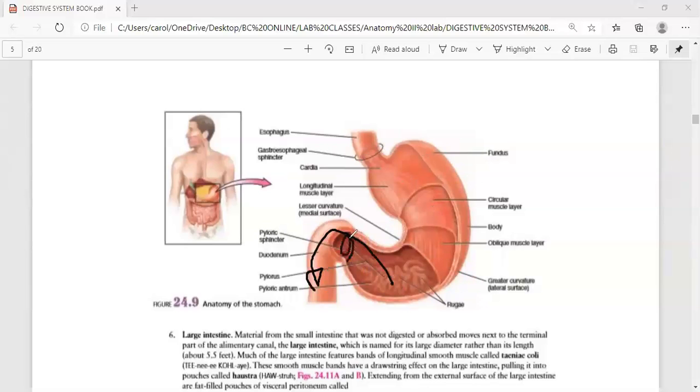Then the pylorus sphincter in here will open and close all the time, right? So it doesn't remain open for all the time, right? But rather it opens and closes, right?